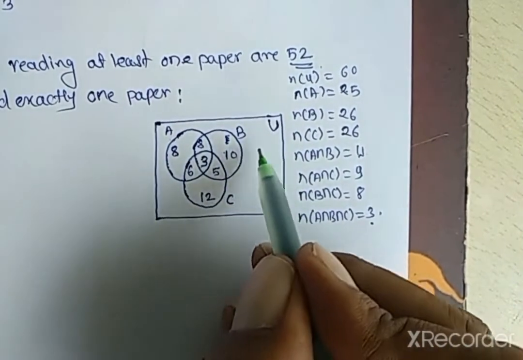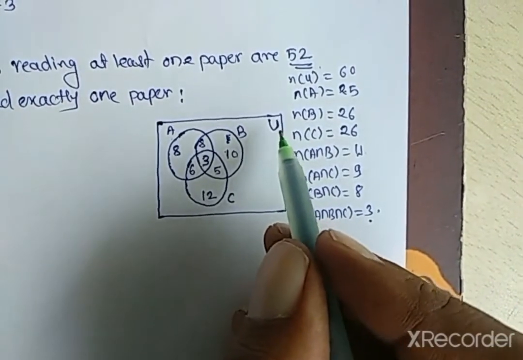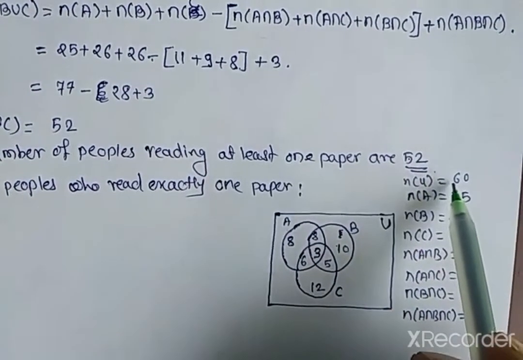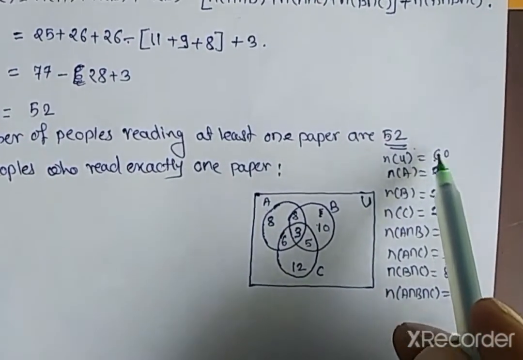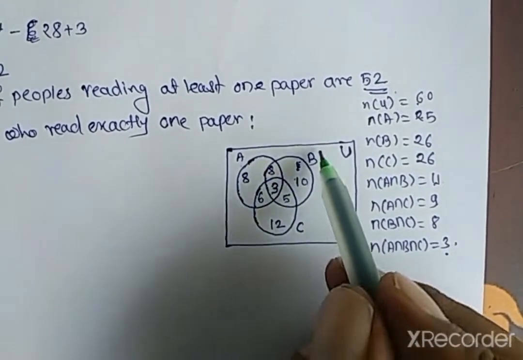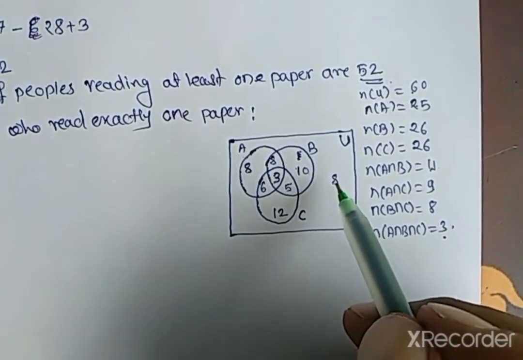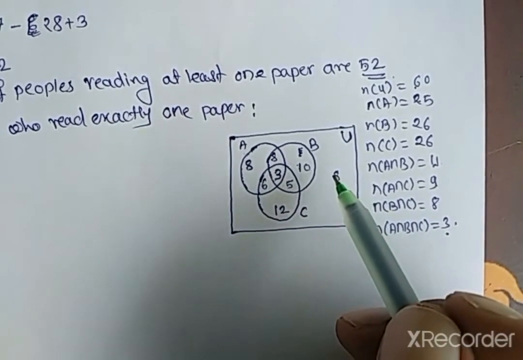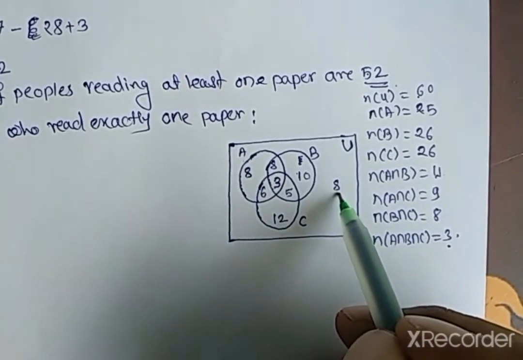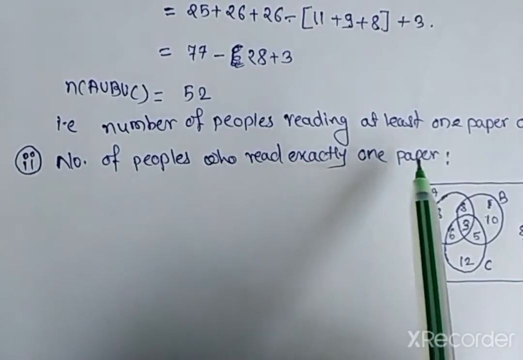Okay, and for the universal set U, here we have n of A union B union C equal to 52, and n of U is equal to 60. So the remaining part, which is not in set A, B and C, is 8. Okay, which are the people who do not read any newspaper, 8 persons. Okay, now we have been given the question: number of people who read exactly one paper.